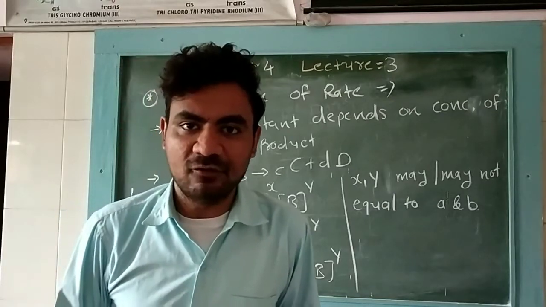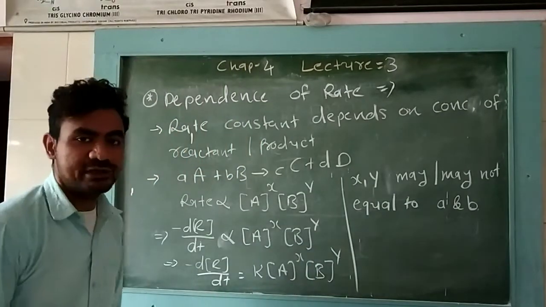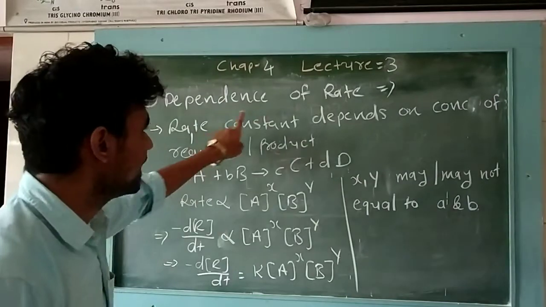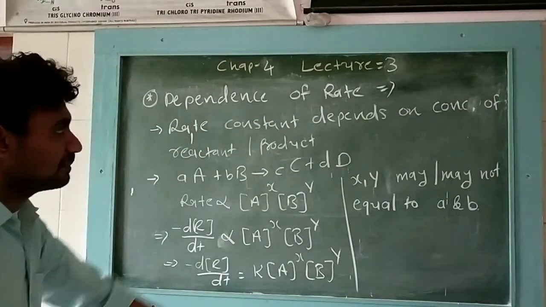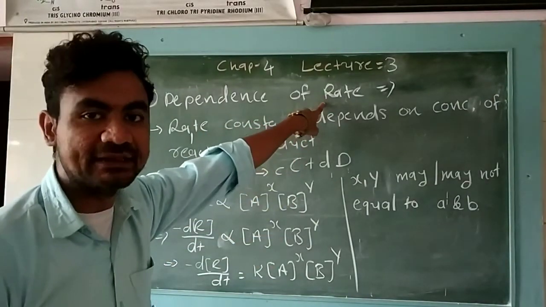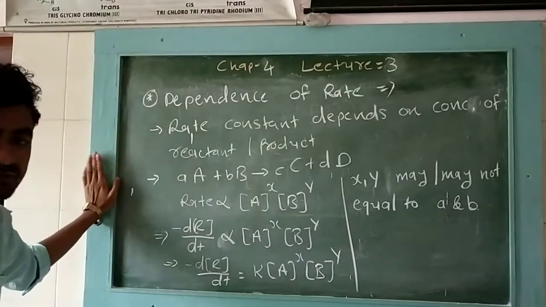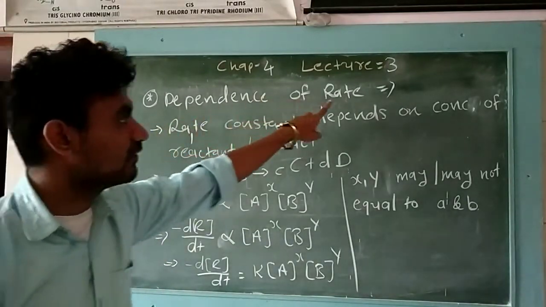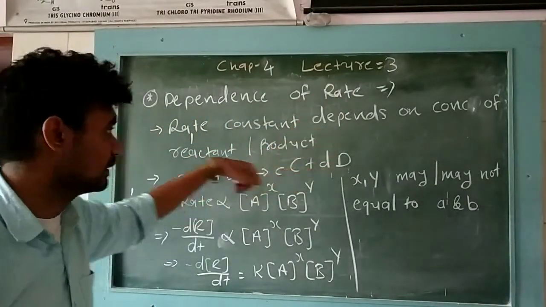Question number 3 of chapter 4 series. Now in this video we are going to discuss dependence of rate. Here by rate I mean rate of reaction. On which factors the rate of reaction depends on.